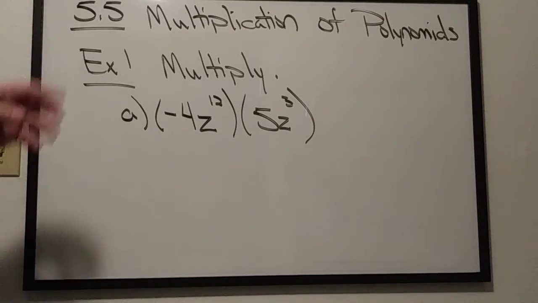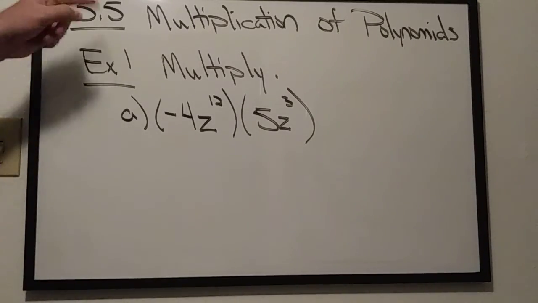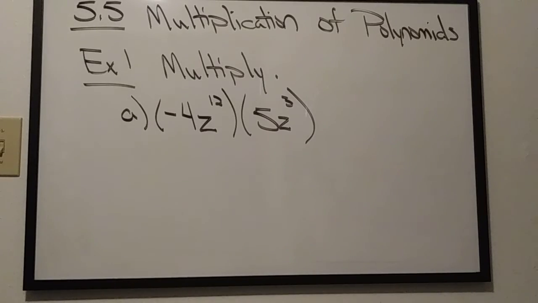In the second part of today's lecture, we're going to move on to our next section, which is section 5.5. Section 5.5 is entitled Multiplication of Polynomials. So at this point, think about where we've been. We've added polynomials, we've subtracted polynomials, so it's reasonable then that our next step is to go ahead and multiply them. So example 1 has the directions multiply.